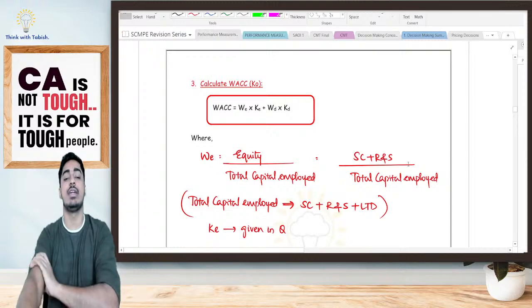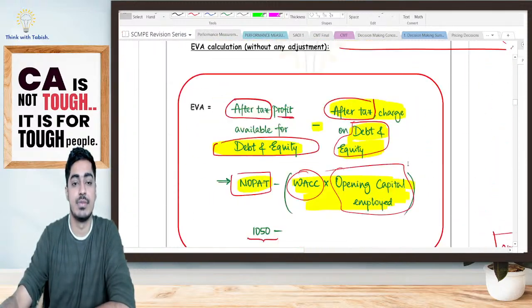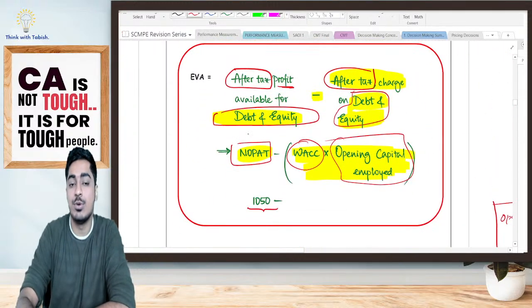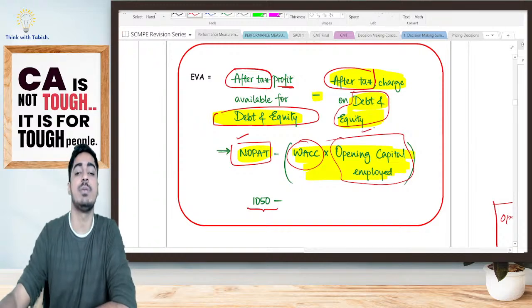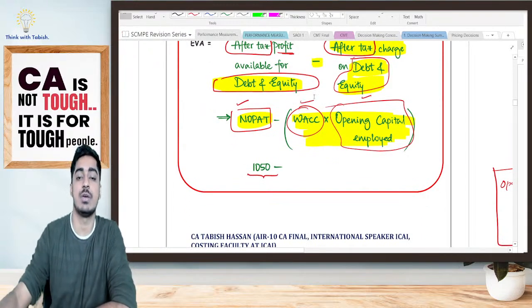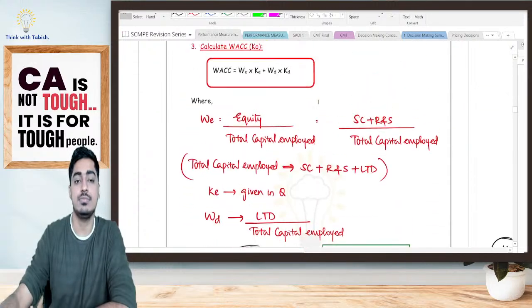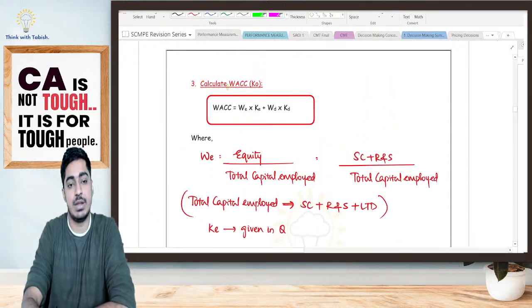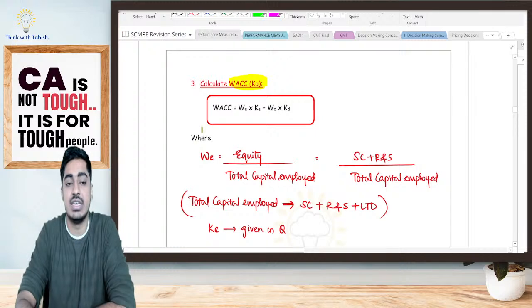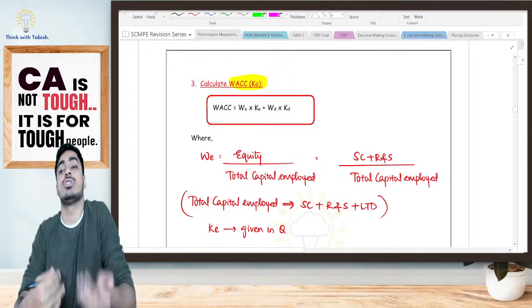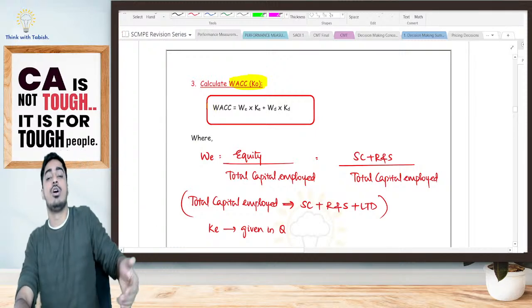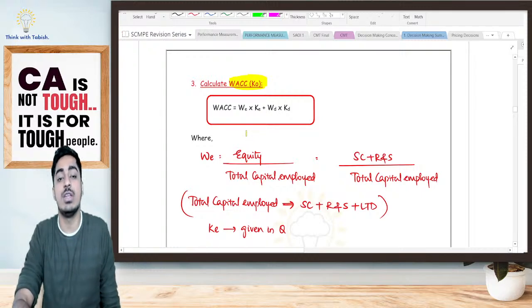Now I have to calculate one final thing, students. I've calculated and told what is NOPAT, and I've told what is my opening capital employed. I want what is my weighted average cost of capital. Weighted average cost of capital, which you've already been studying in CA Inter. Yes, it is your overall cost of capital. What is your total cost of capital for the total amount you've invested in the business?